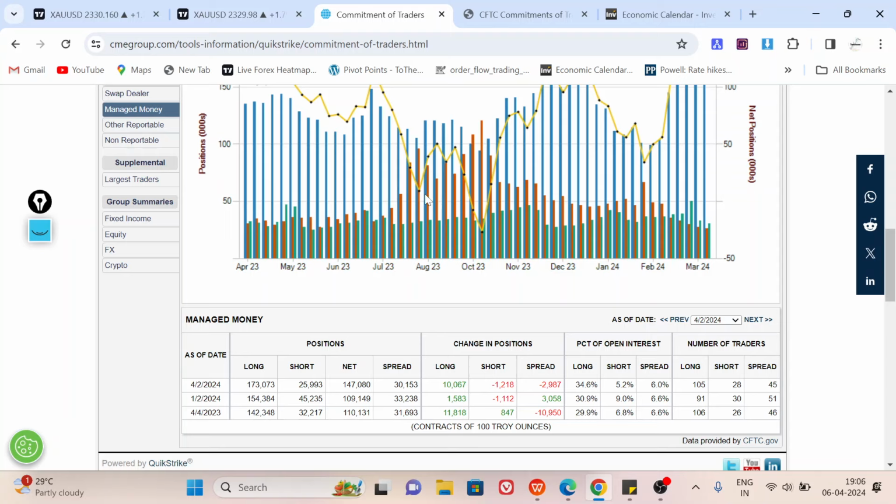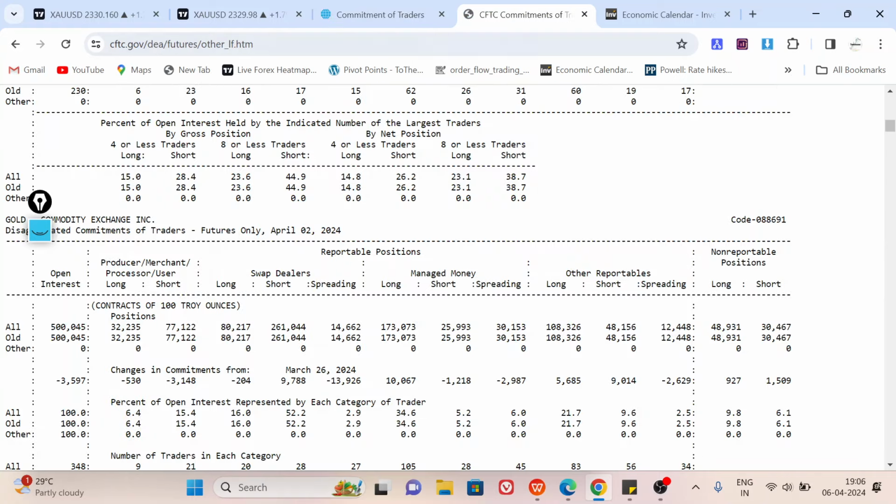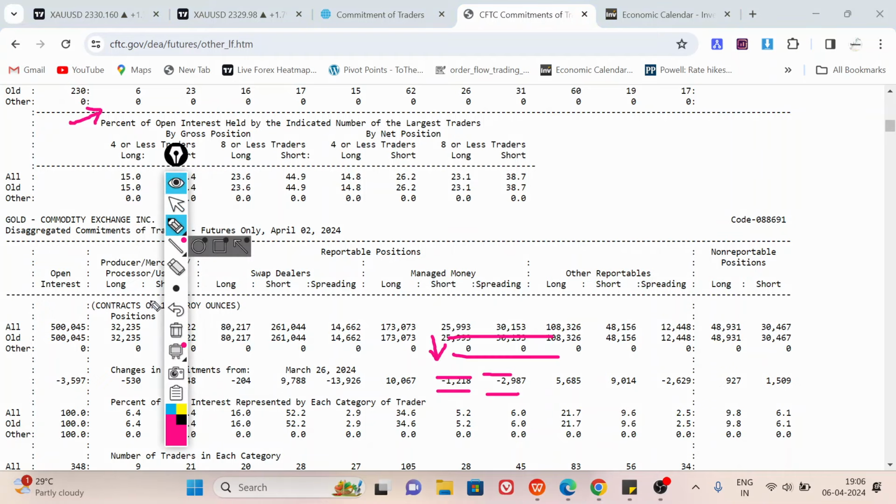Now let's check the open interest data. Overall, the position is in favor of bulls, but if we check the COT open interest data for this particular week, you can see that the open interest is going down. We already discussed in the previous prediction video that the COT was showing a decrease in open interest. Let me explain this to you with another chart.